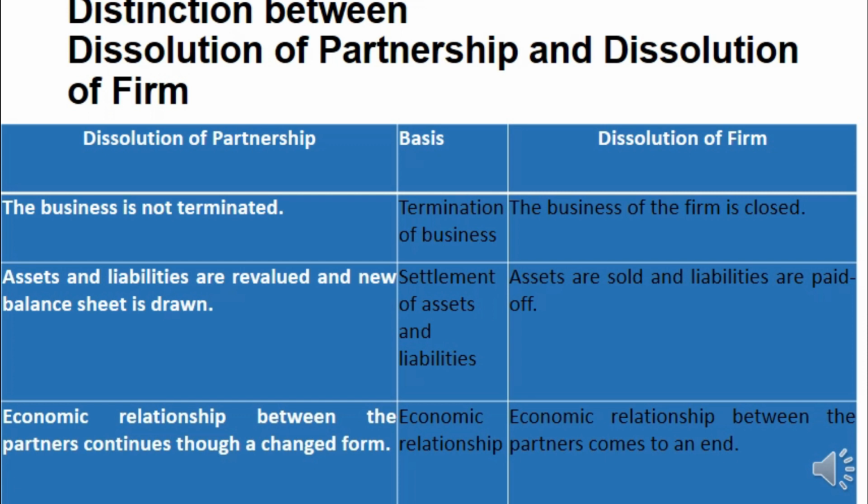The difference between dissolution of partnership and dissolution of firm is mentioned here in the slide. The first difference is, in dissolution of partnership, the business is not terminated, it is continued. But in case of dissolution of firm, the business of the firm is closed. The second point says, assets and liabilities are revalued and a new balance sheet is drawn in case of dissolution of partnership, whereas when the firm is dissolved, the assets are sold and liabilities are settled. Economic relationship among the partners continues in a changed form in case of dissolution of partnership, whereas that comes to an end in case of dissolution of firm.